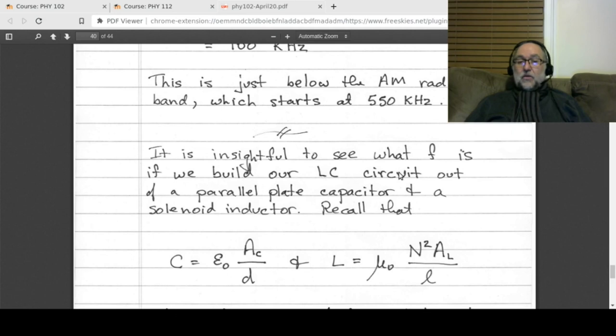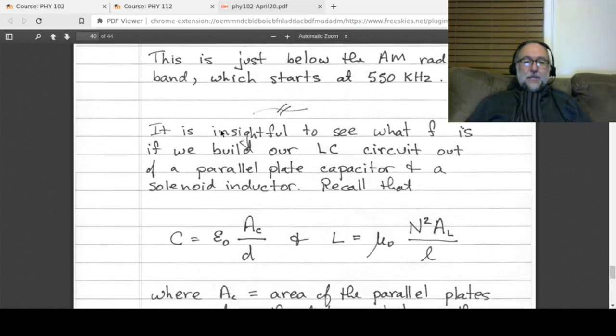So it's insightful to see what kind of frequency you get if we build our LC circuit using parallel plate capacitors for our capacitor and a solenoid for our inductor, okay? You could build inductors in other ways, solenoid is the more typical way. You could build capacitors in other ways, but parallel plate is the most typical. Okay, so we kind of abstract them, but let's go back to the way I showed you can design capacitors and inductors.